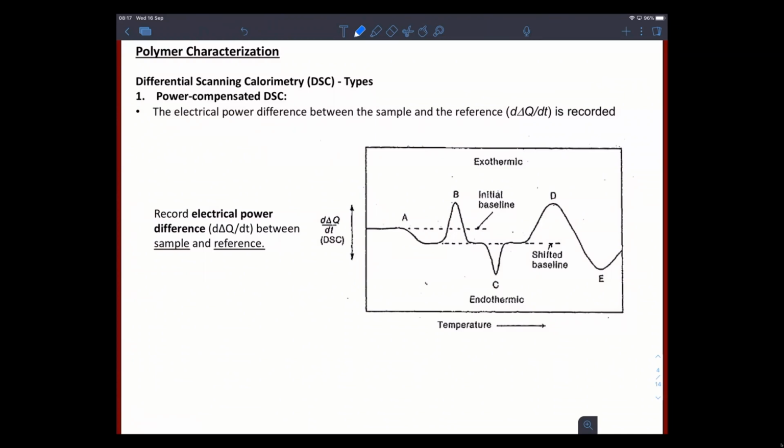So this is what it looks like. We're measuring this electrical power difference on here. And then what we've got is A, and you'll see that starts to slope down. This is our Tg. This is where we take our Tg from. And then B is something that we call cold crystallization.